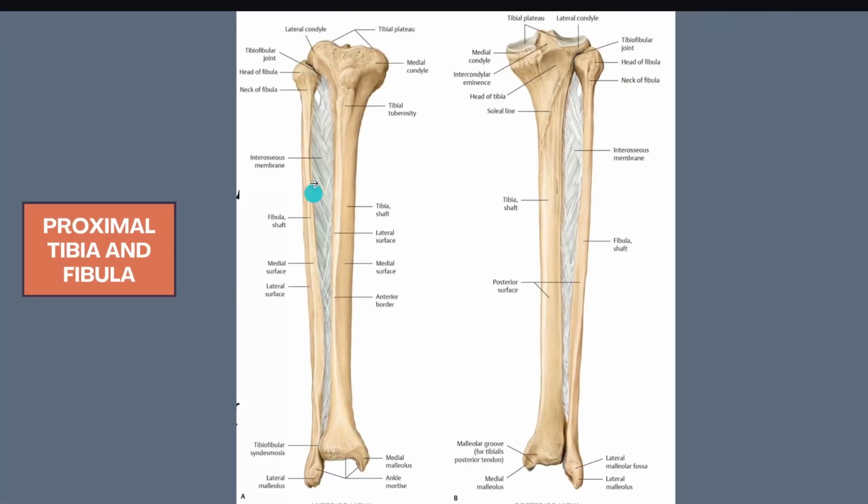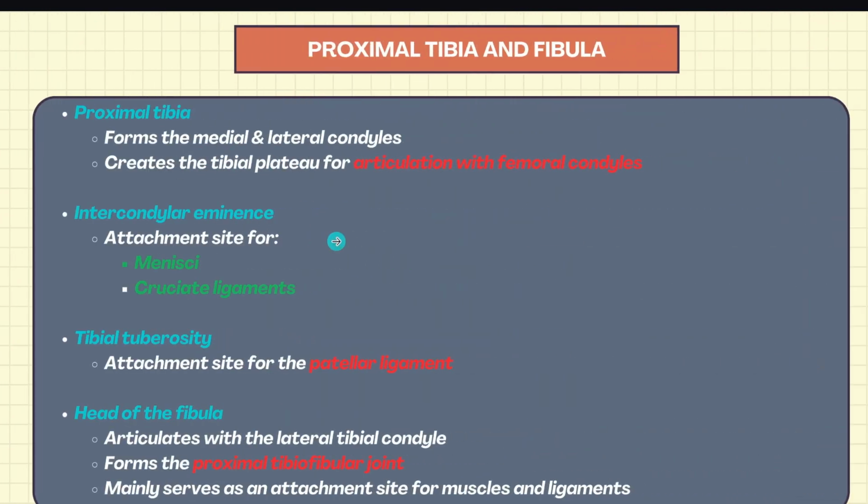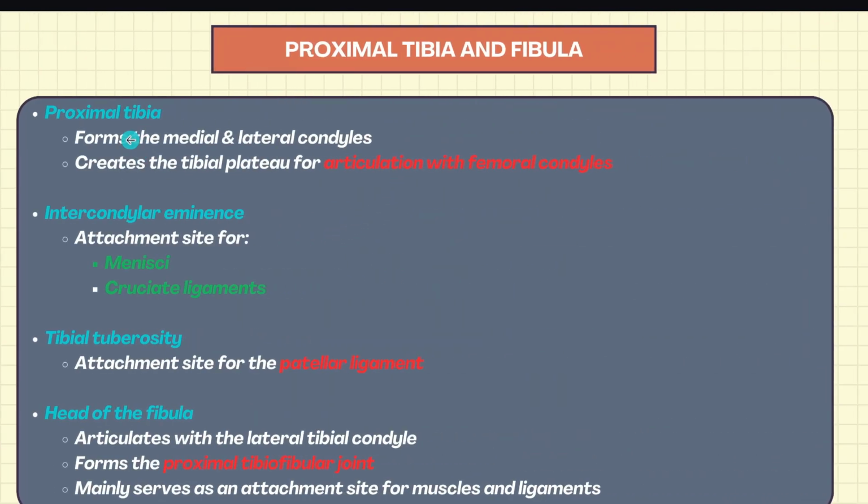Here is the proximal tibia over here and the proximal fibula. Here you have the articulation site between them, so we're going to talk about them over here. The proximal tibia forms the medial and lateral condyles. So just similar to the femur, we also have the medial and lateral condyles in the tibia, which also creates the tibial plateau. So this tibial plateau articulates with the femoral condyles, which is the medial and lateral condyles. And the intercondylar eminence is the attachment for important ligaments, such as the cruciate ligaments and the menisci.